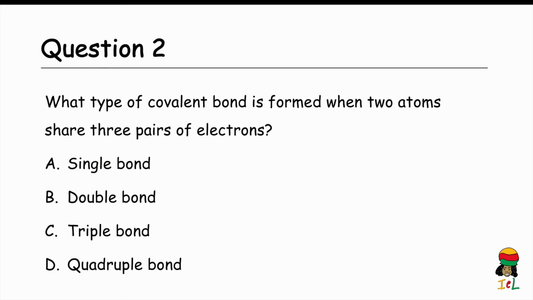Question 2. What type of covalent bond is formed when two atoms share 3 pairs of electrons? A. Single bond. B. Double bond. C. Triple bond. D. Quadruple bond. The answer is C. Triple bond. Recall that each pair of electrons is a covalent bond. Therefore, 3 pairs of electrons would be 3 covalent bonds, which is a triple bond.